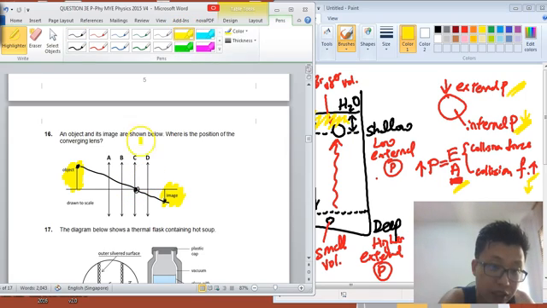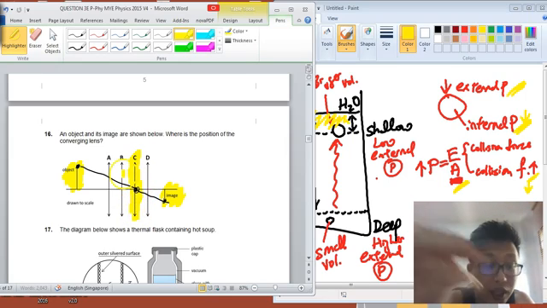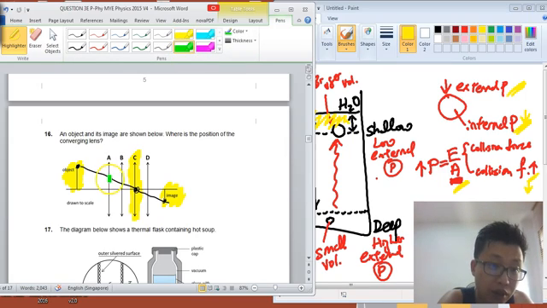Now, having this content knowledge, you would know that C must be your answer because it only cuts through the optical center here. Why is it that it won't be A? Because you can see that this ray cuts across this point, which is not the optical center of lens A. Okay, so therefore it will be like that.